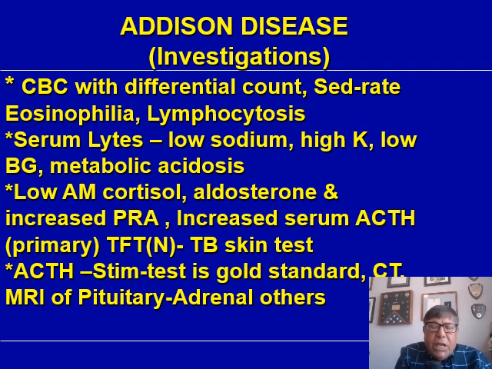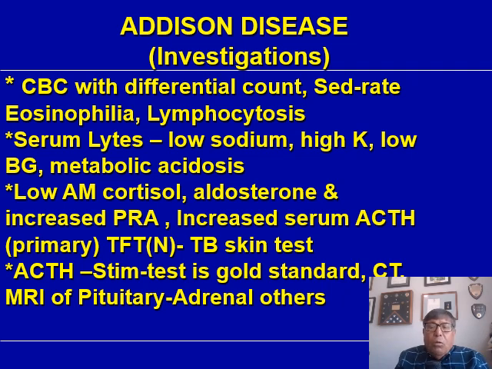As far as the investigation is concerned, if you do the CBC, you look at the cell rate because with infectious causes like TB, the cell rate will be high. You might see eosinophilia or lymphocytosis. And electrolytes are going to be very helpful. They usually have low sodium and high potassium, which is the characteristic electrolyte finding in acute adrenal insufficiency. Blood sugar will be low and there will be metabolic acidosis.